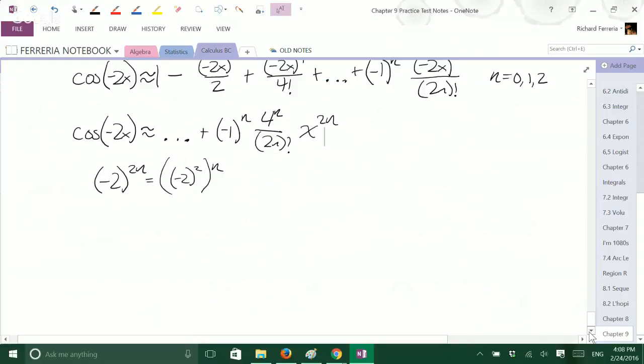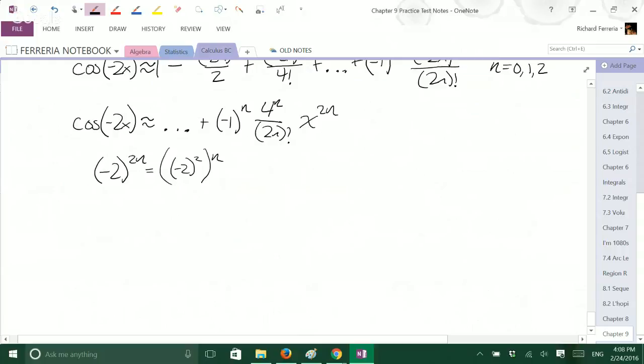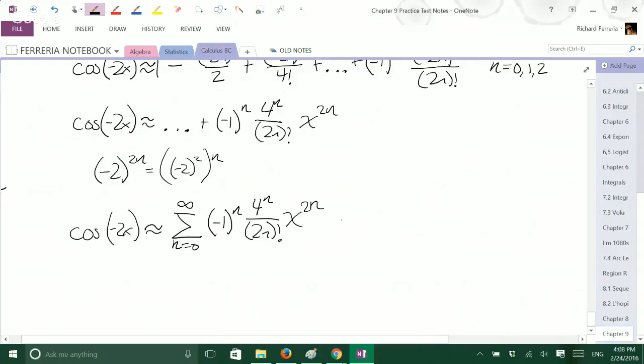In other words, cosine of 2x can be approximated by the series, n from 0 to infinity, negative 1 to the n, 4 to the n over 2n factorial, x to the 2n. Okay?